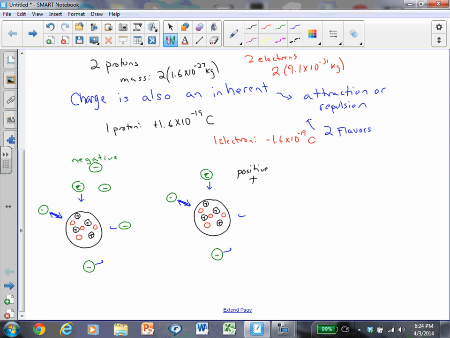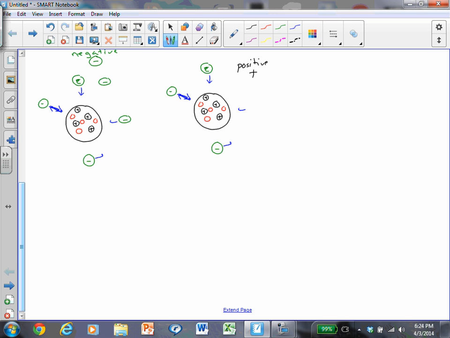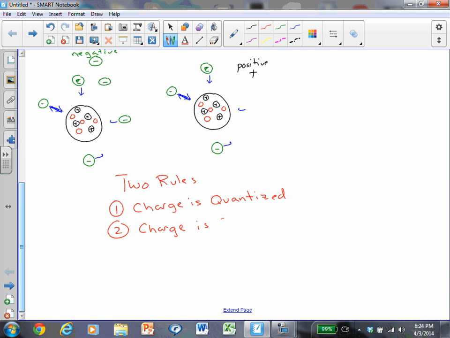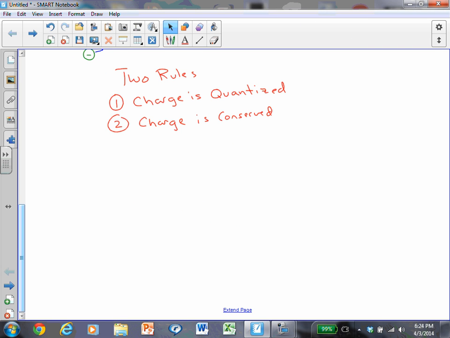Okay? So for this model to work, we need 2 things. These 2 rules are 1, charge is quantized, and 2, charge is conserved. What do these things mean, charge is quantized? Well, the first rule means that there's a smallest piece.